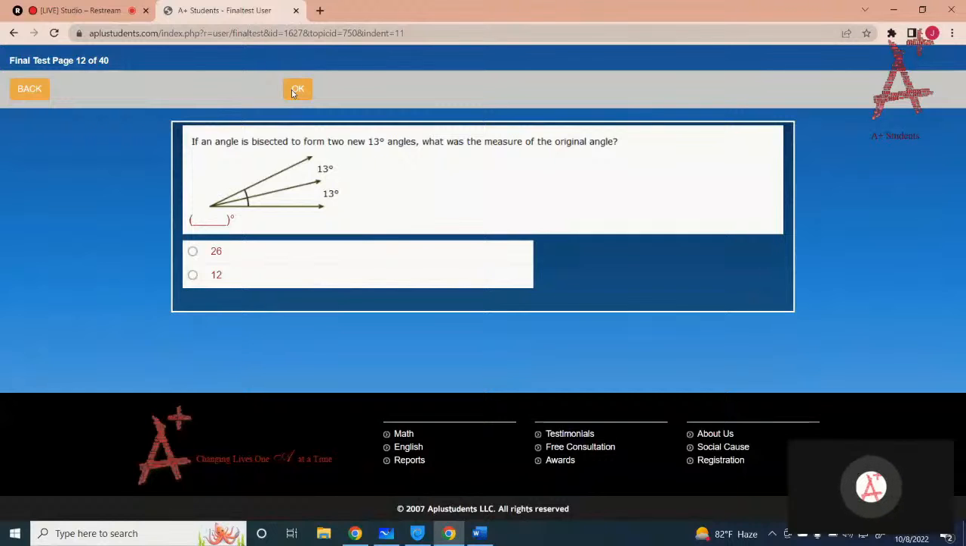Okay, the next one is: if an angle is bisected into two new 13-degree angles, what was the measure of the original angle? So the original angle is then 13 plus 13, which is 26. Got it?